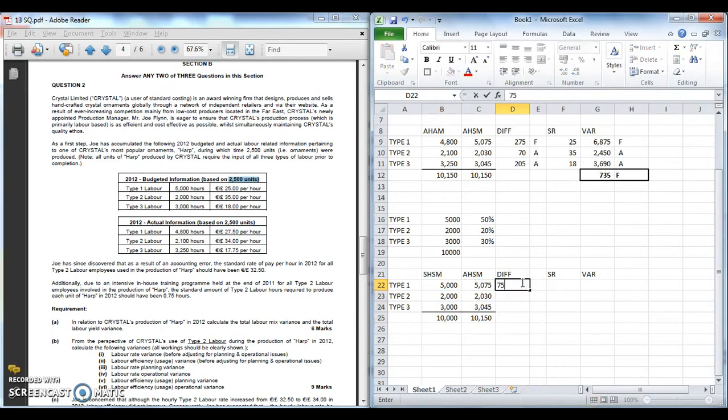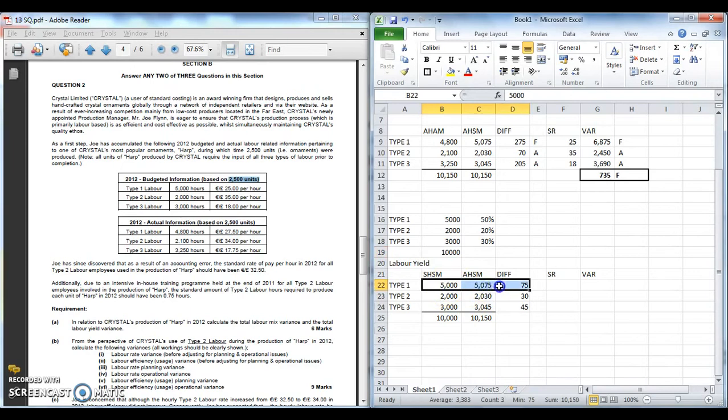The difference here is 75. The difference here is 30. And the difference here is 45. So again, remember what we're trying to do. We're now looking at the labour yield. Based on what we expected, we thought we would take 10,000 hours to make 2,500 units. It actually took us 10,150. Therefore, we performed worse than we thought, but we want to now quantify that.